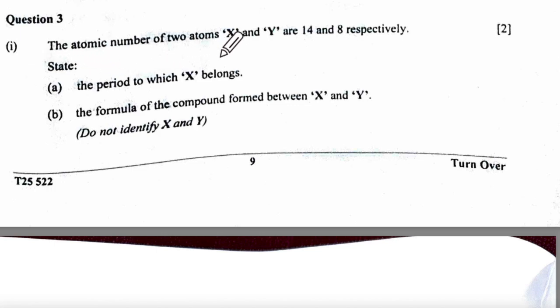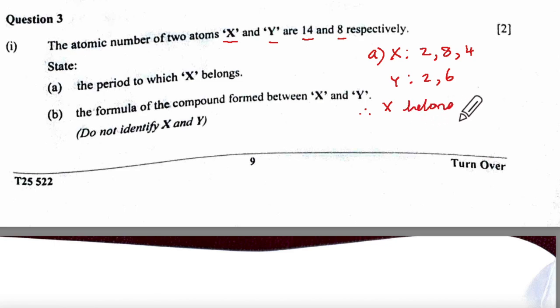The first one: atomic numbers of 2 atoms X and Y are 14 and 8 respectively. So your X is going to be 2, 8, 4, and your Y is going to be 2, 6. They are going to ask you to which period X belongs. There are 3 shells. So X belongs to the 3rd period. Double underline that.